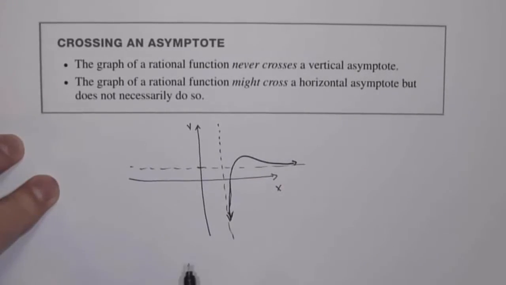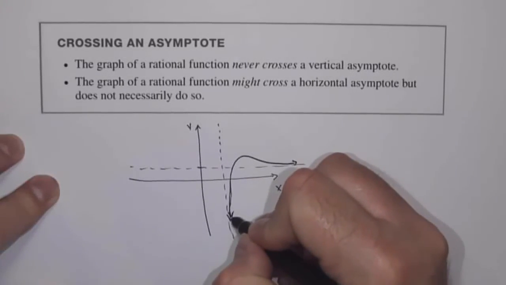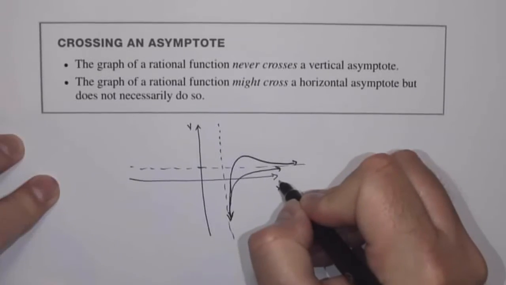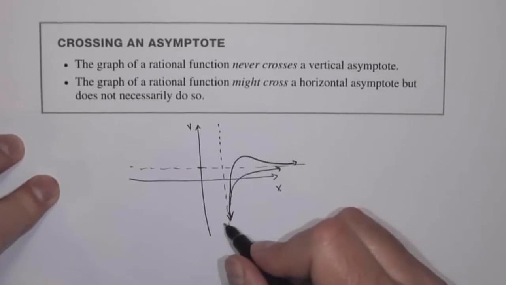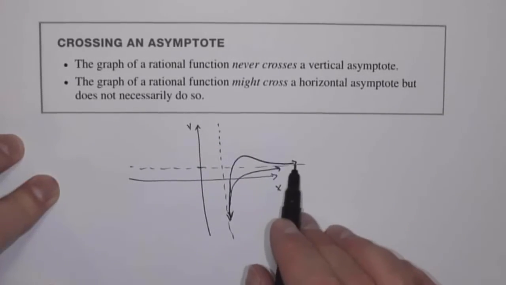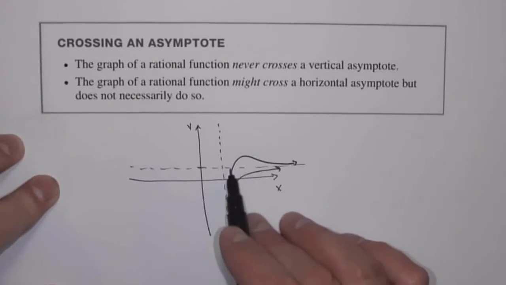That's possible, but it doesn't have to. It may also just come up and be asymptotic from the underneath side. It doesn't have to cross a horizontal asymptote, but it could. What it cannot do is it's never going to cross when it's going out towards infinity. It's always going to cross up here.